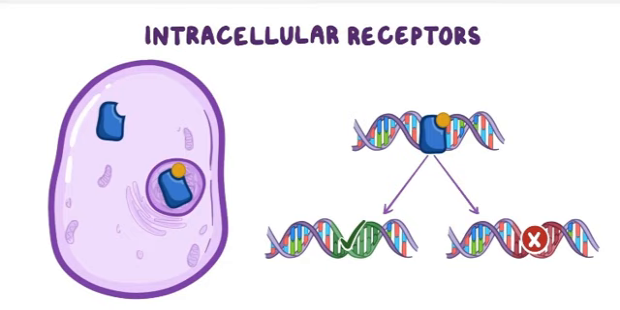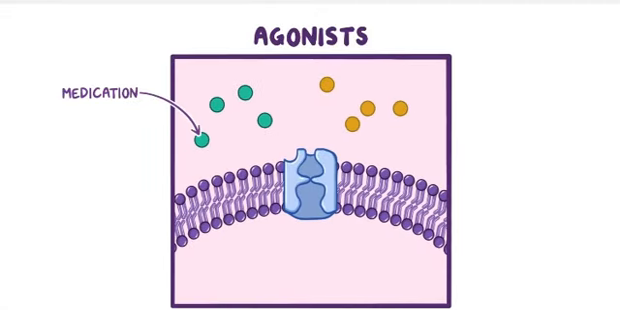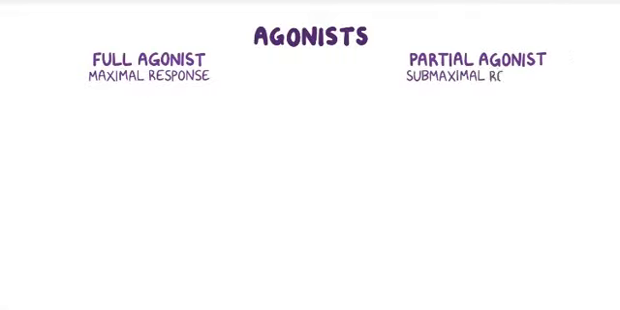Now, depending on the effect a medication has on its receptor, they are often divided into two major categories: agonists and antagonists. An agonist is a medication that mimics the action of the signal ligand by binding to and activating a receptor. Agonists can be divided into full agonists, which can produce a maximal response, and partial agonists, which can only produce a submaximal or weaker response.